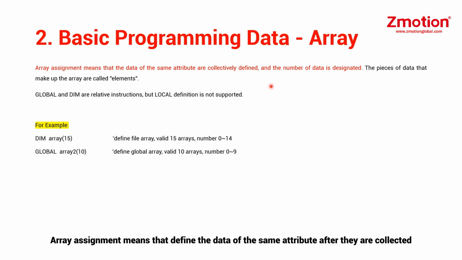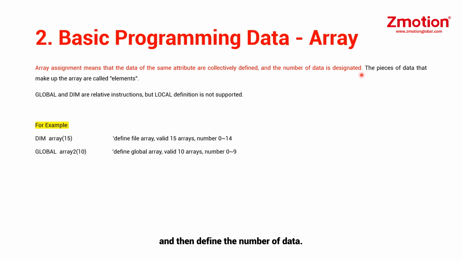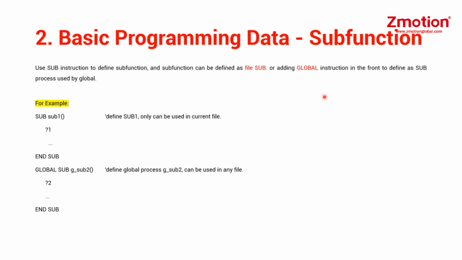Then, array. Array assignment means that you define data of the same attribute after they are collected, and then define the number of data. The data that make up the array are called elements. The data types of custom variables and arrays are 32-bit floating type, but for ZMC4 series or above, they are 64-bit floating type. Global and dim are relative instructions, and here shows a file array. And this is the global array definition method, but note the number cannot exceed the range, otherwise the program will report an error.